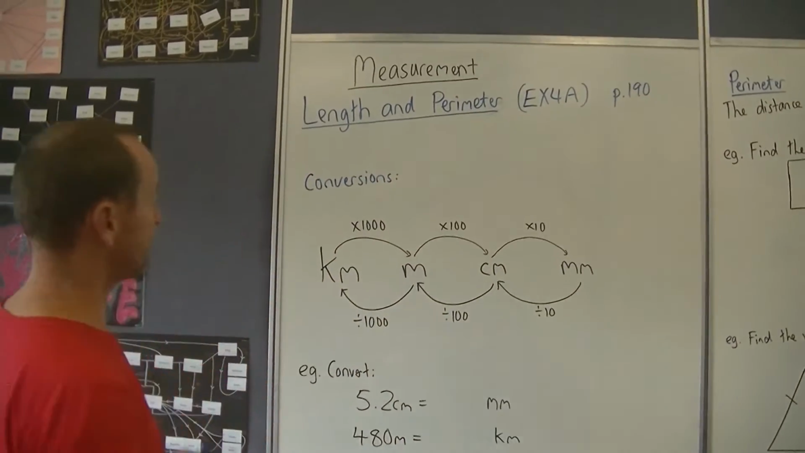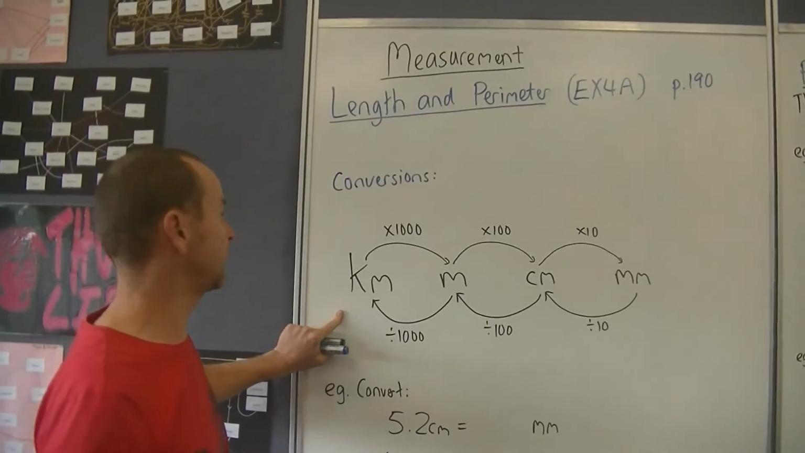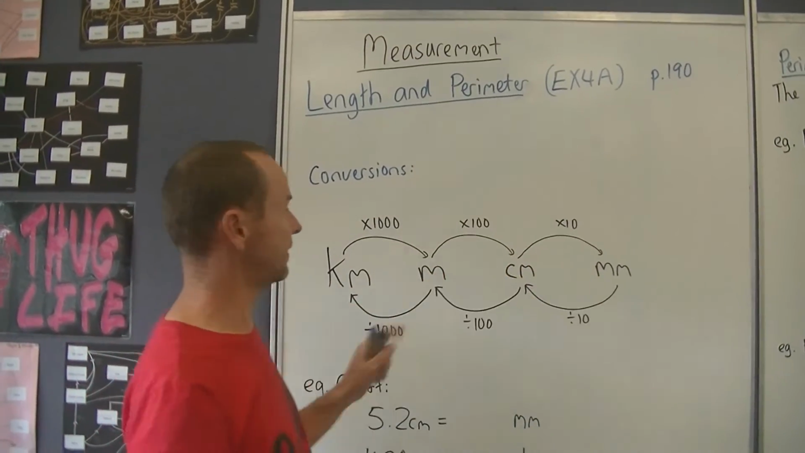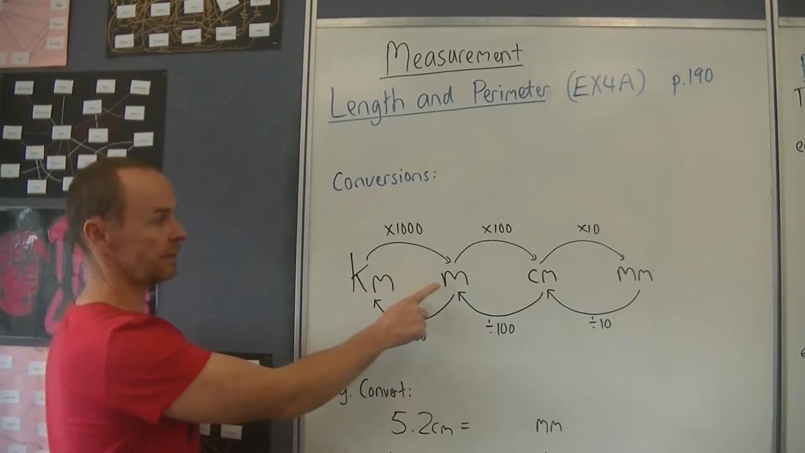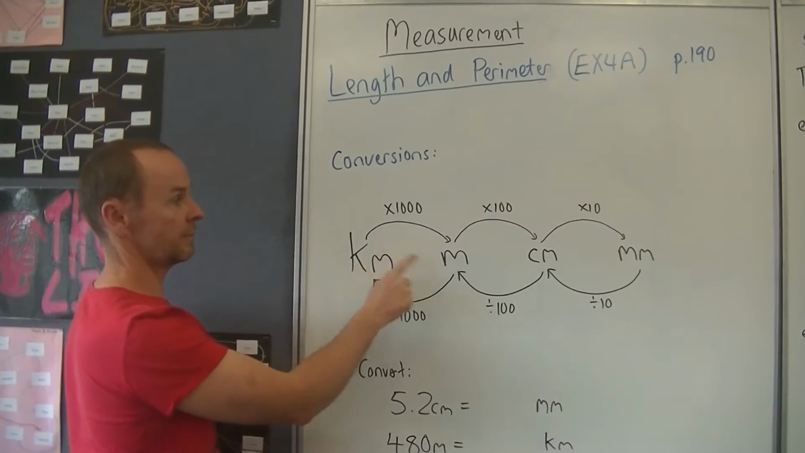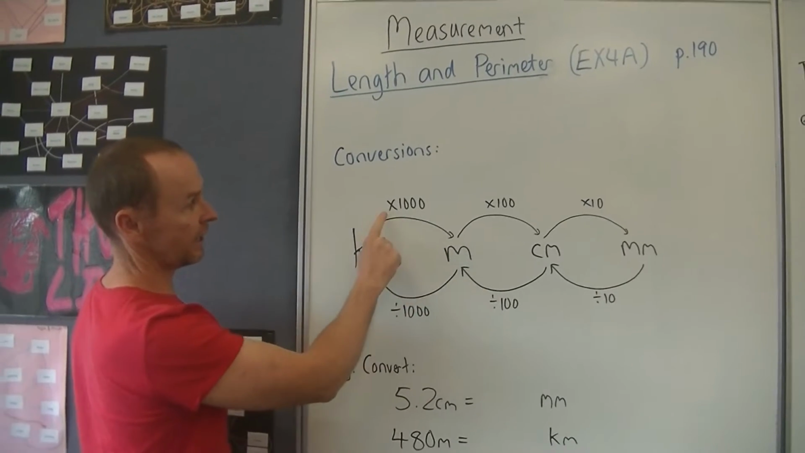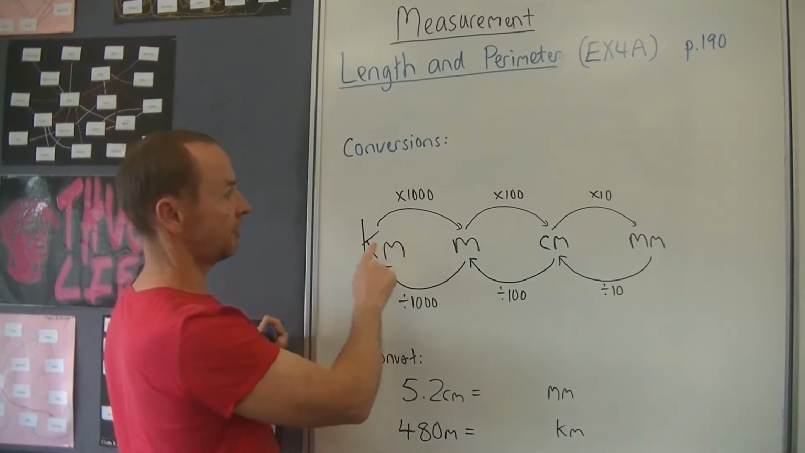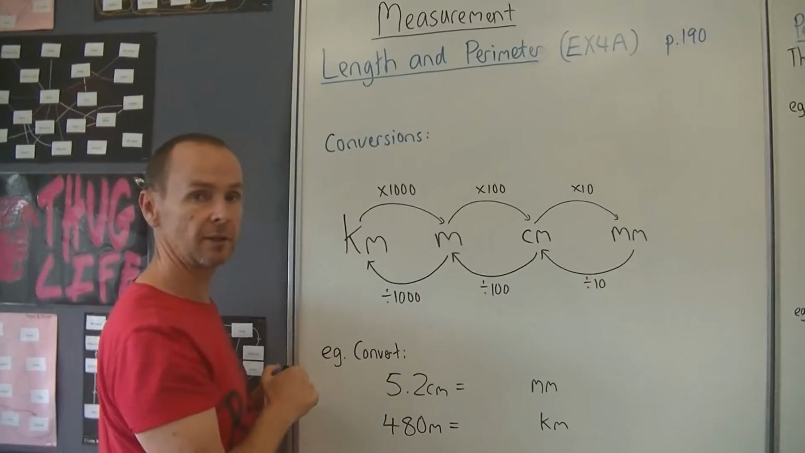So let's have a look at length. One thing you need to know is conversions. So kilometers to meters to centimeters to millimeters. Here's a conversion table. Kilometers to meters, there are 1,000 meters in a kilometer. So if you're going to convert from kilometers to meters, see that arrow across there? You times it by 1,000. So if you had 3 kilometers into meters, you times it by 1,000, you get 3,000 meters.